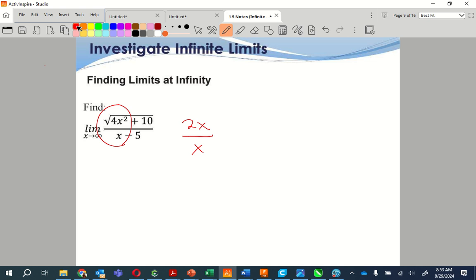So racing to infinity now, do they have the same degree? By rewriting it and only looking at that piece right there, they're going to race to infinity at the same speed. So therefore, I just look at the coefficients in front. So this one is going to give me 2.